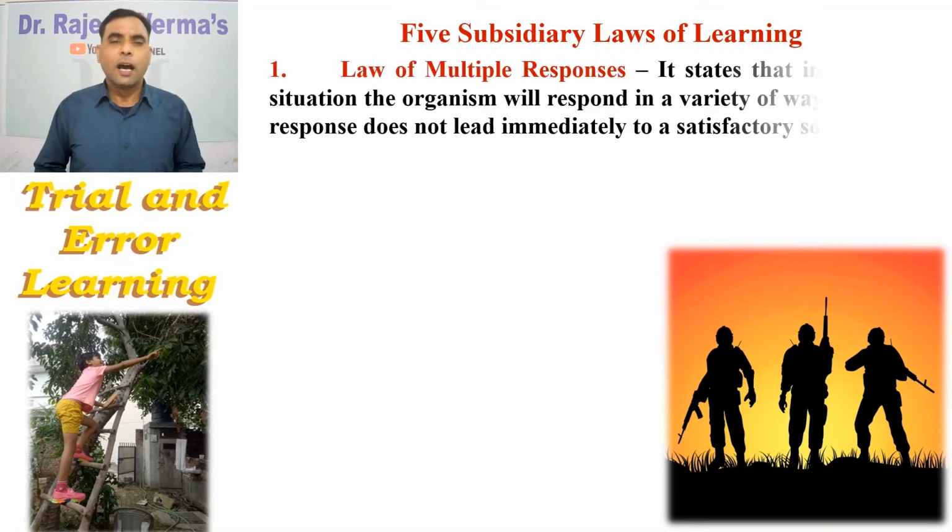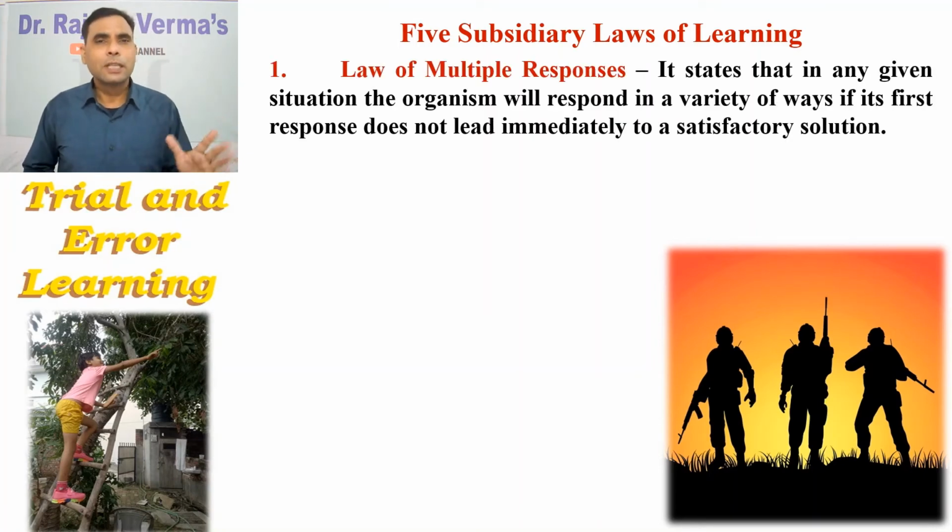The first one, law of multiple responses. It's simple. It states that in any given situation, the organism will respond in a variety of ways if its first response does not lead immediately to a satisfactory solution. Just suppose, take the case of the cat. The cat was not satisfied with the first response. The individual has to engage in multiple responses in order to arrive at the best response, the best-fit solution to the problem. So this is the law of multiple responses.